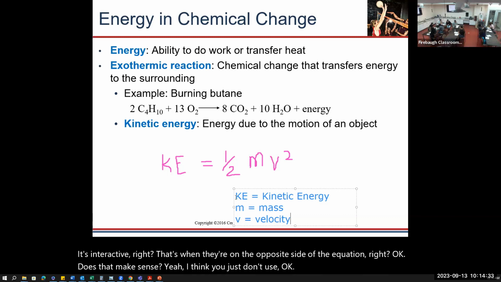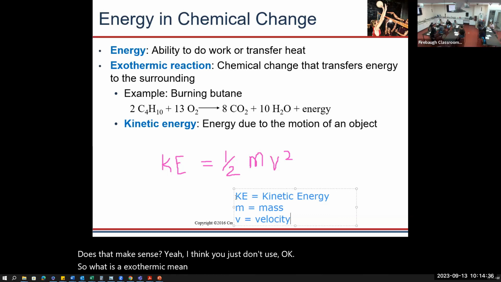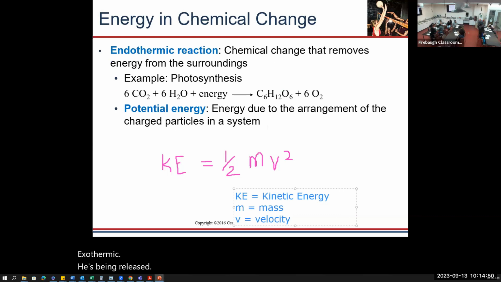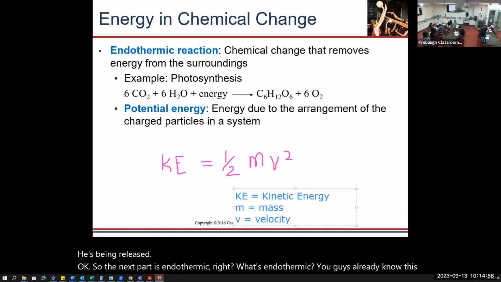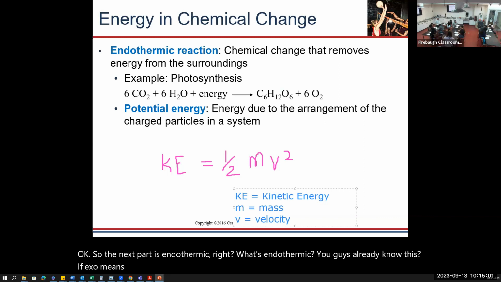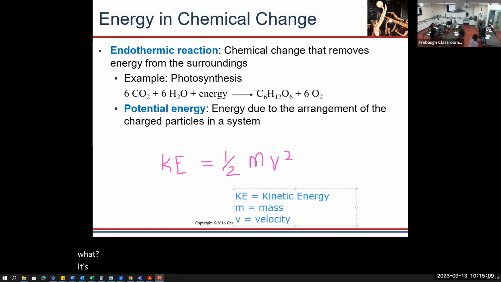Okay, so what does exothermic mean? Heat's being released. Okay, so the next part is endothermic. What is endothermic? You guys already know this. If exo means exiting, so it's exiting the reaction, then endothermic means it's entering. It's going in. So we need to put energy into the reaction to make it happen.